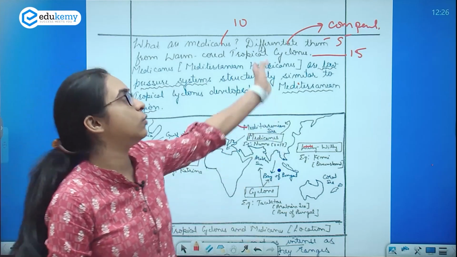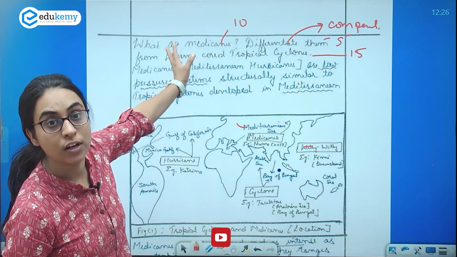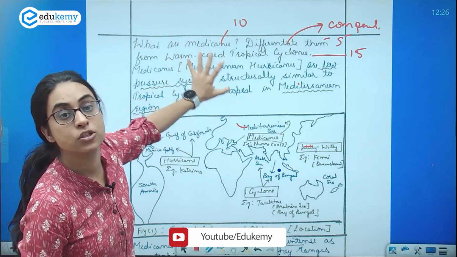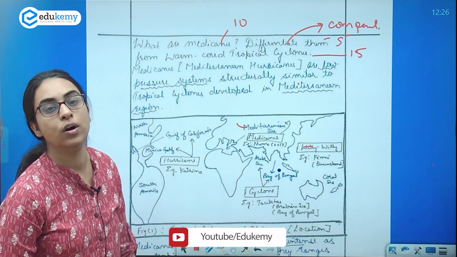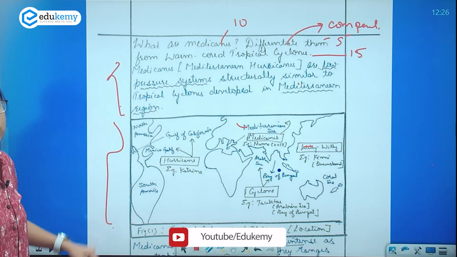And how many points of difference will you have? Five, six, seven points. So that will have this. What is Medicane has more weightage, so the answer should give more weightage to what is Medicane. So this is your Medicane. This is the diagram that you can draw.